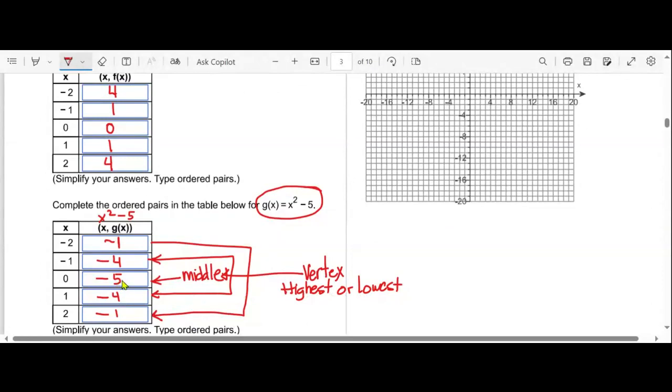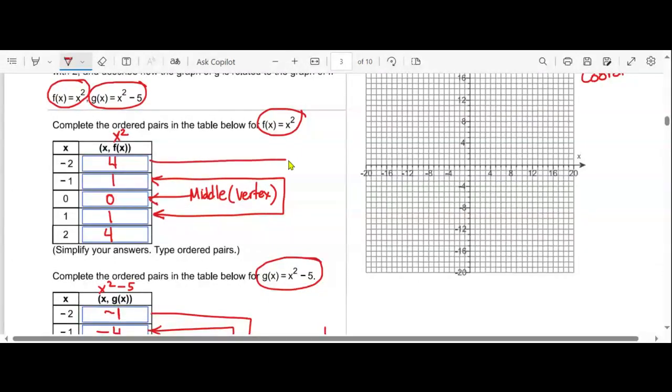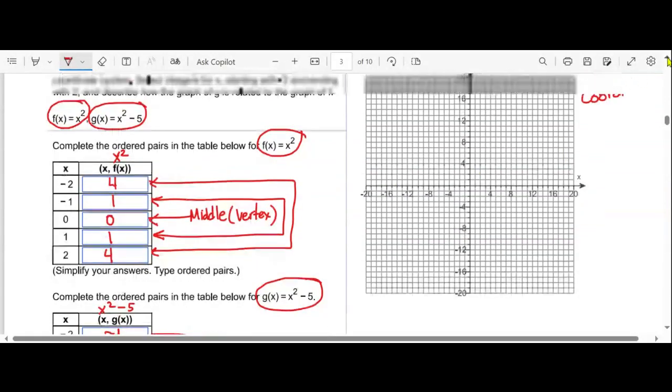Now, is this point the highest or the lowest? The lowest, because the graph is concave up. Why concave up? Because you have to look at how it looks. Which one is the middle point? This is called the vertex, right? And you see this one is repeated, and this one is repeated. That's how you check your answer to make sure that you're right.